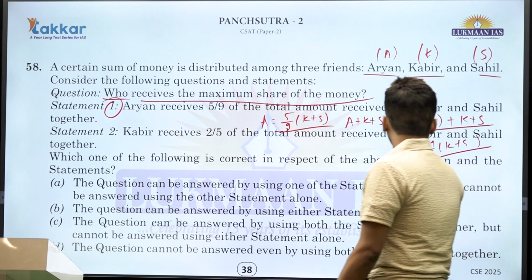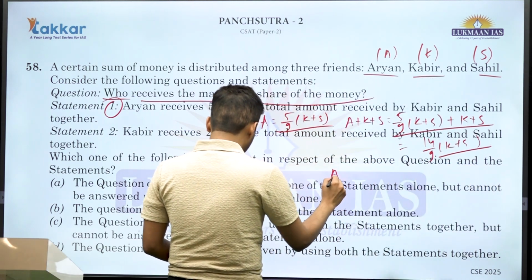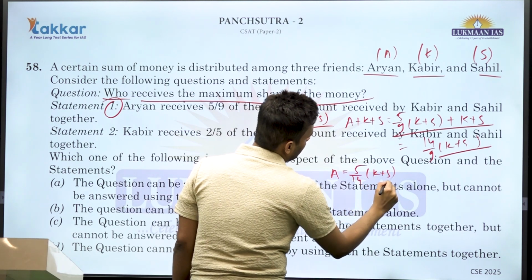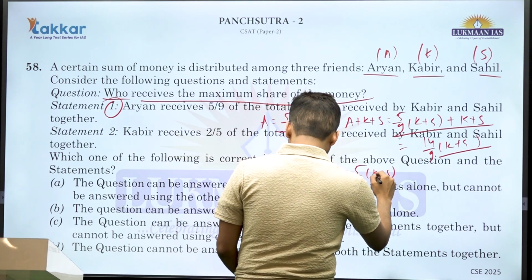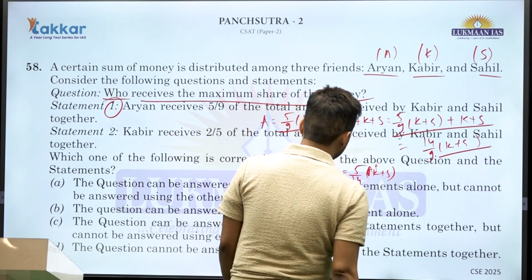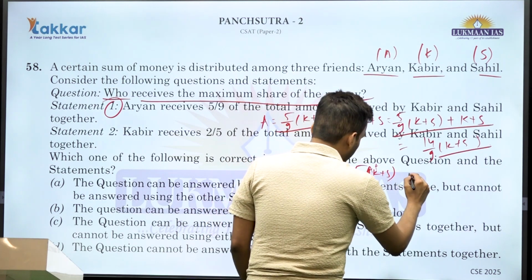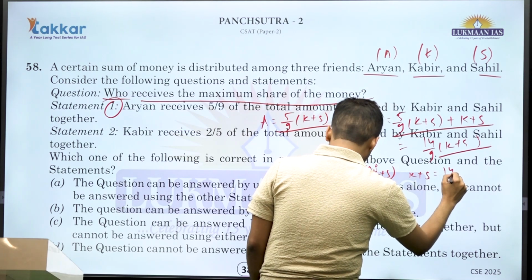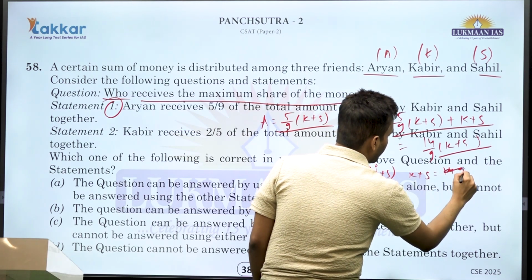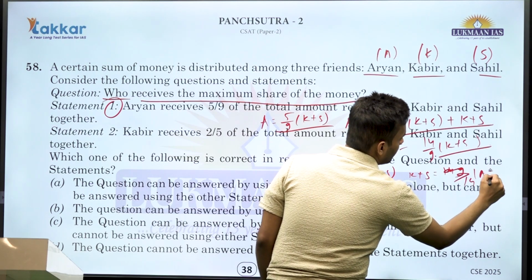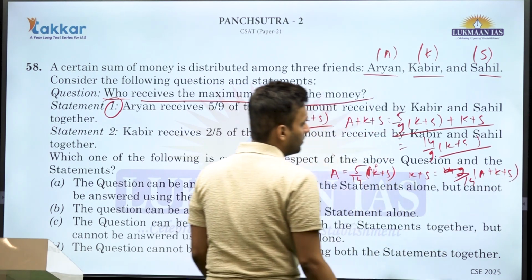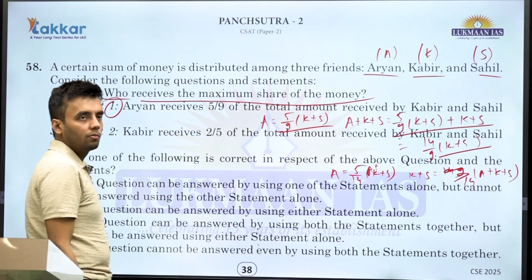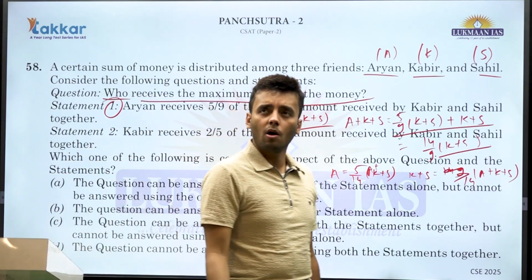Now from this you can deduce that A is equal to 5 by 14 times A plus K plus S. And for K plus S, just subtract A, and you will get 9 by 14 times A plus K plus S. We are getting this value, but it is not telling us the exact amount.